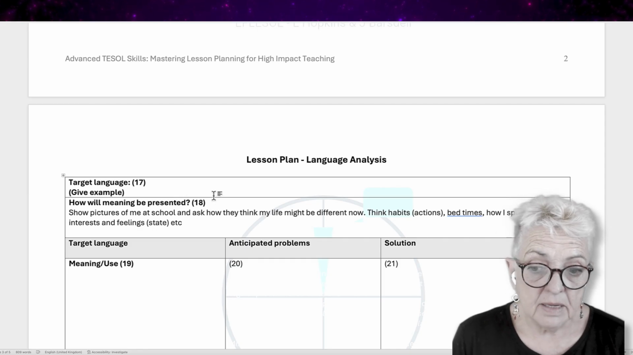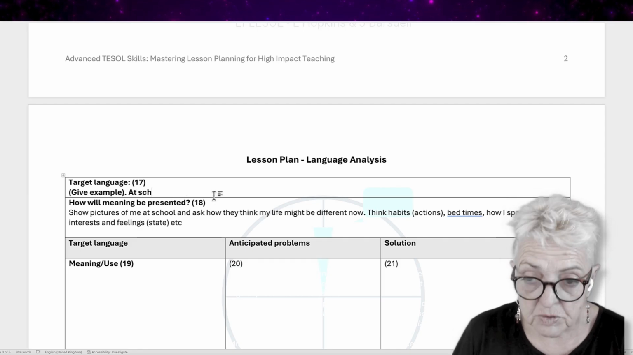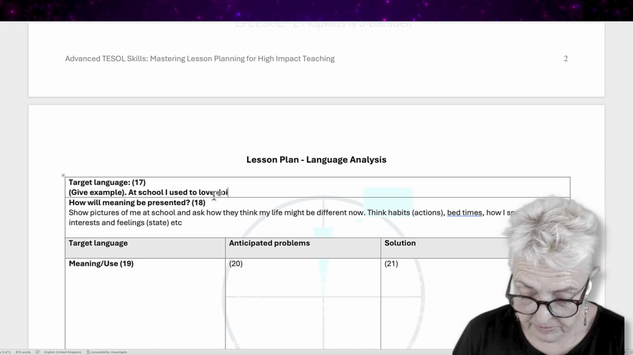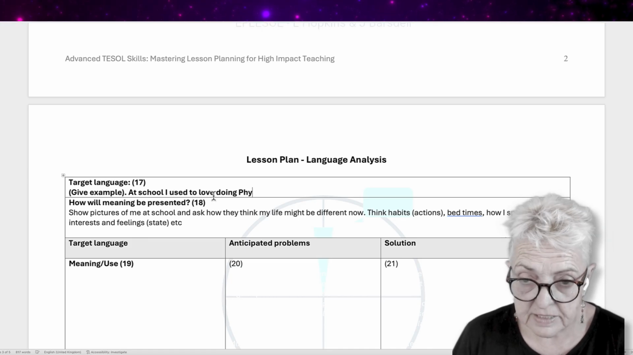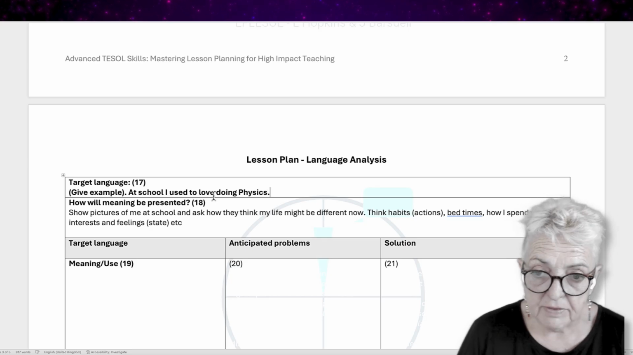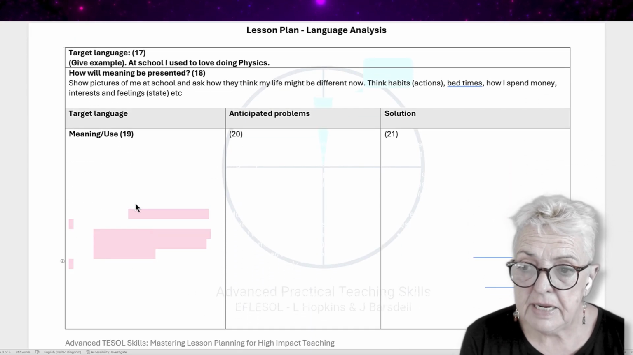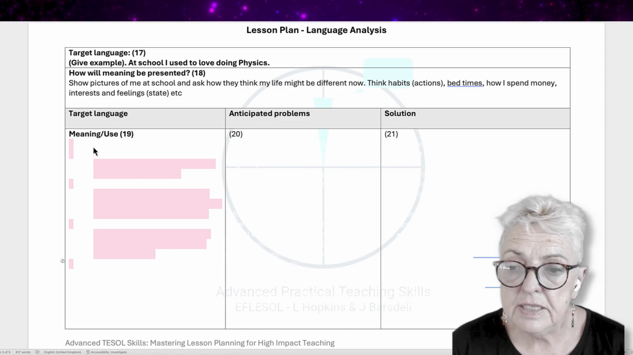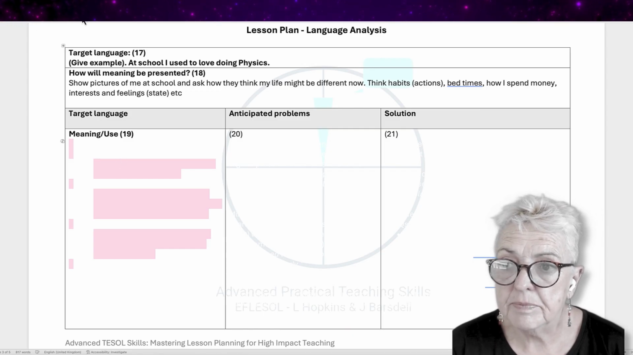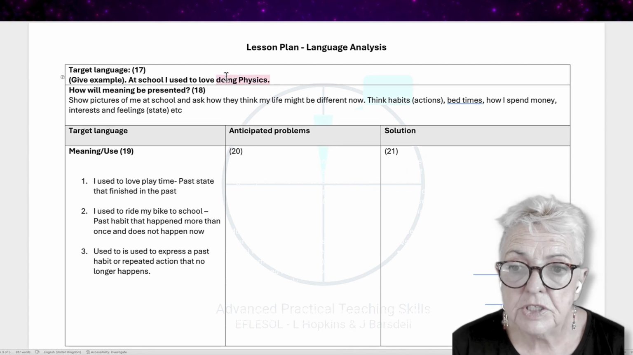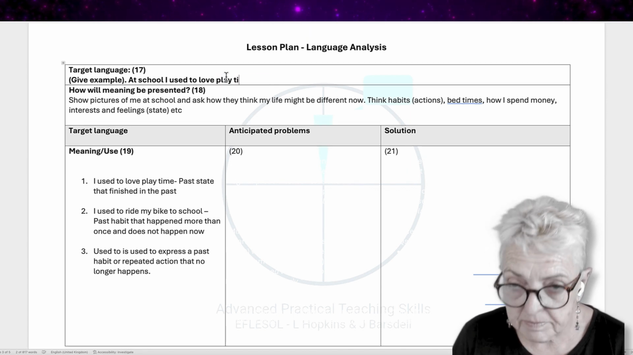So, at school, I used to love doing physics, which is very true. I loved it. Okay, let's go on to our meaning of the... So this is the target language and the meaning. Okay, I've got to change that. I used to love playtime. All right.